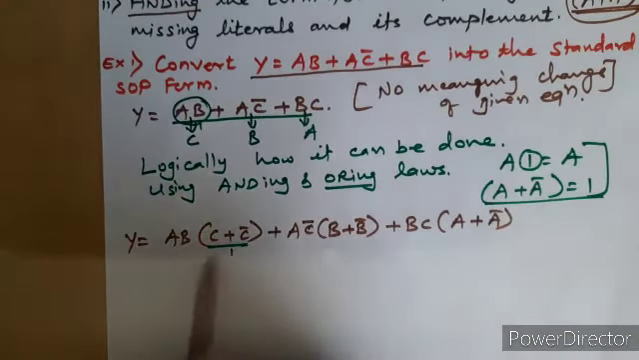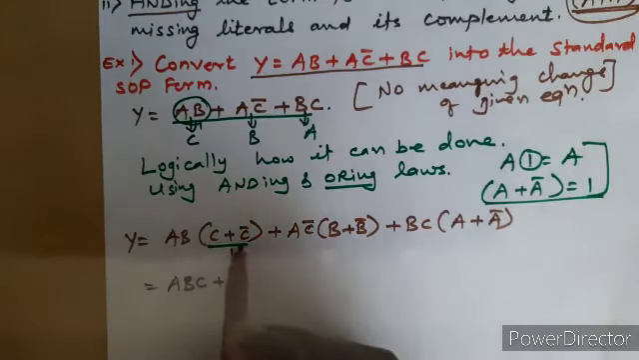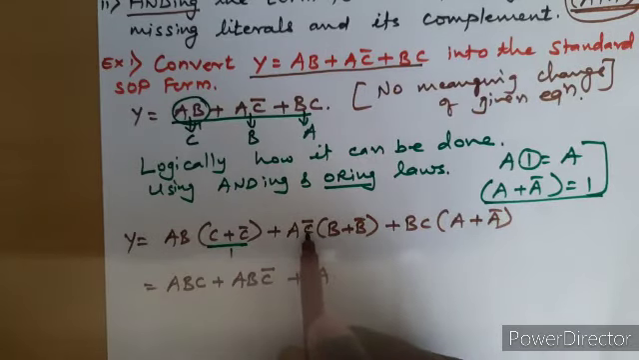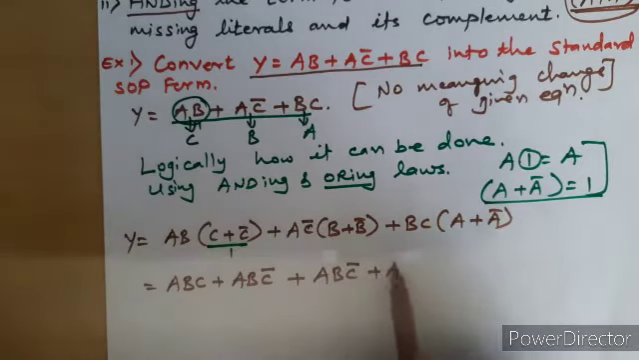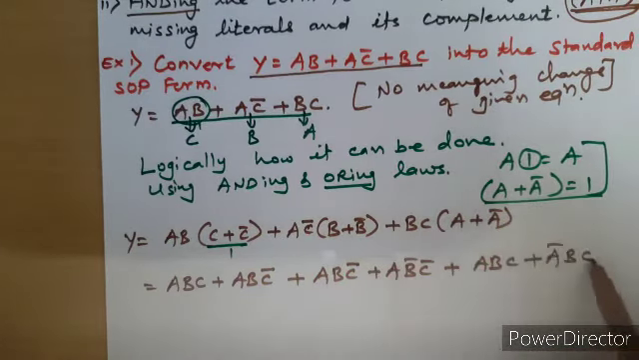Now just simply try to solve this. AB into C is ABC plus AB into C bar is ABC bar plus, now A C bar into B is A B C bar plus A B bar C bar plus A B C plus A bar B C.